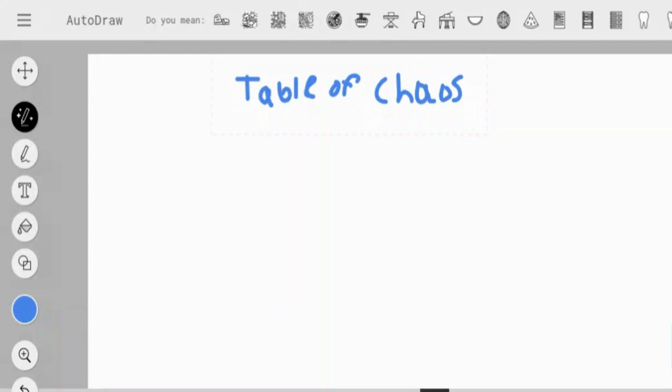So here we have the table of chaos, right? And we need to figure out all of these imaginary numbers. They don't even exist. This empty space, probably an imaginary number. They don't exist, like a lot of things. But anyways, let's hurry up and do this.